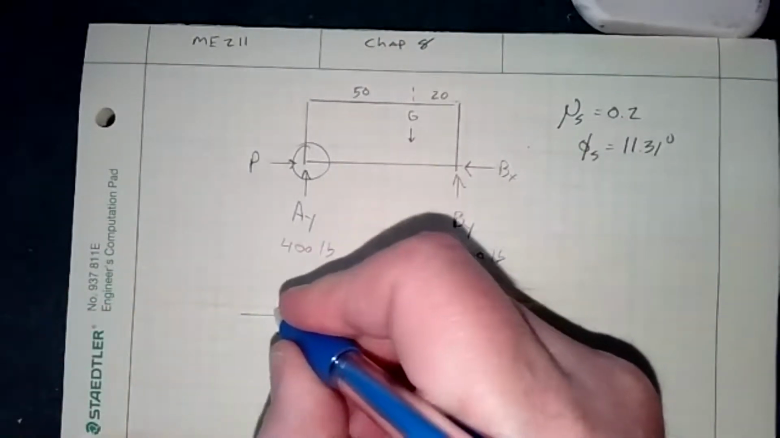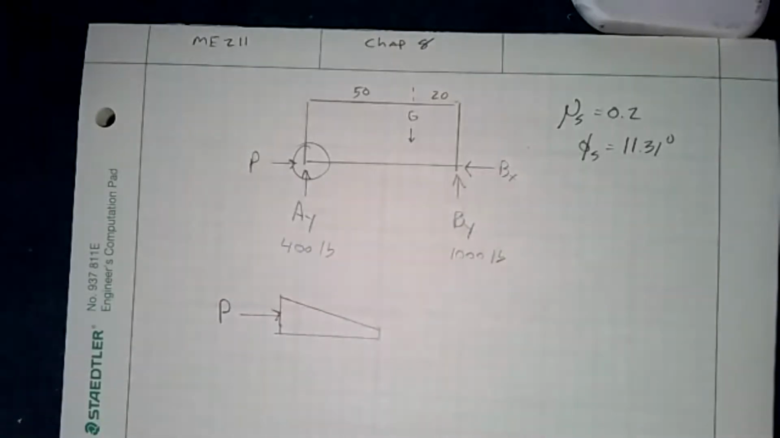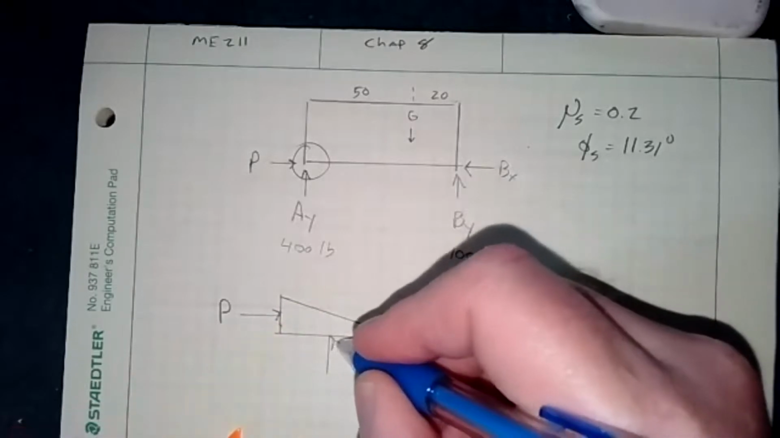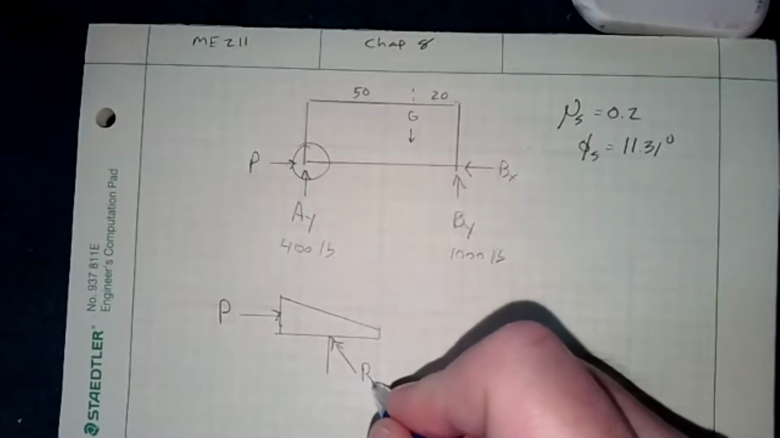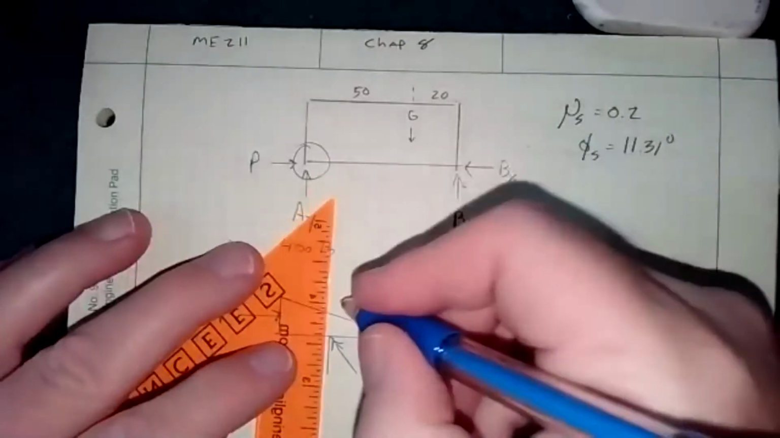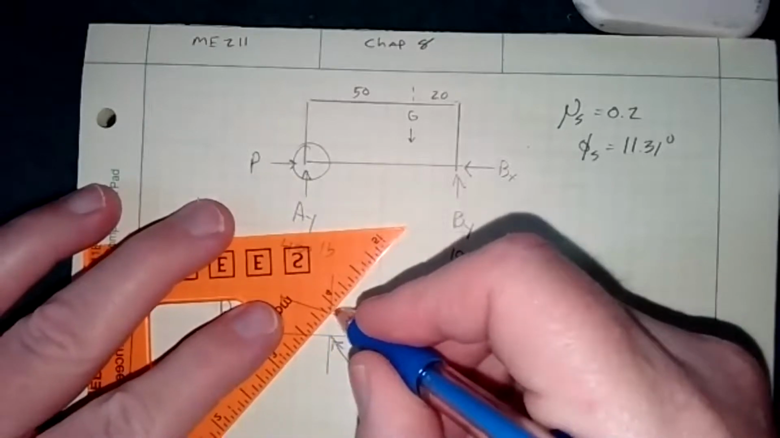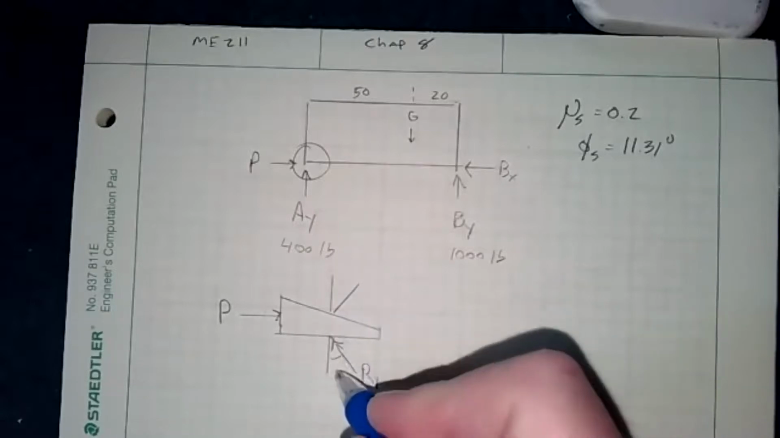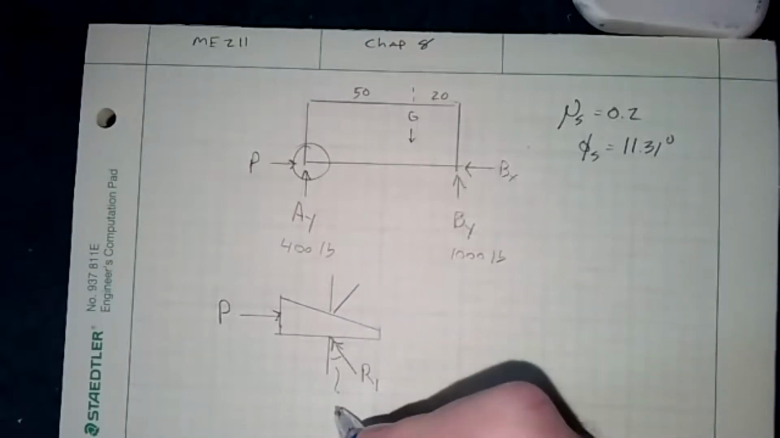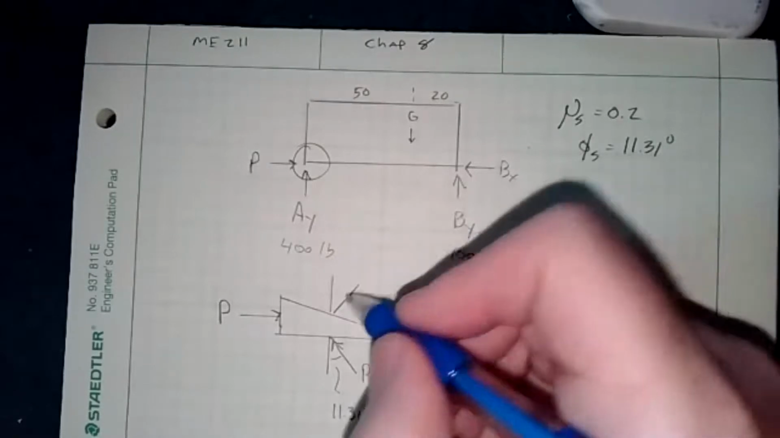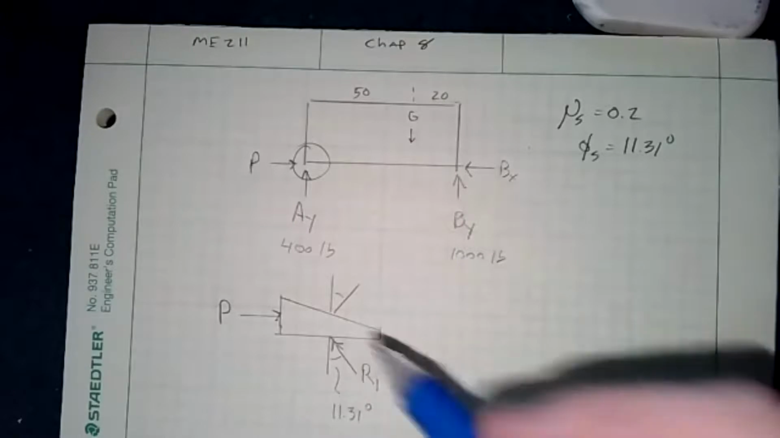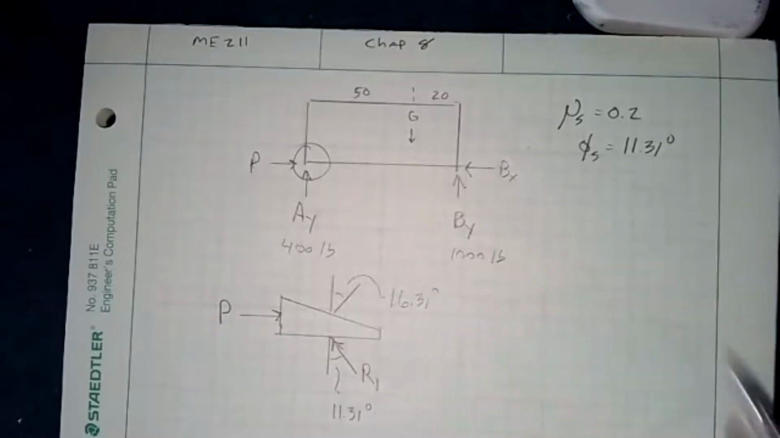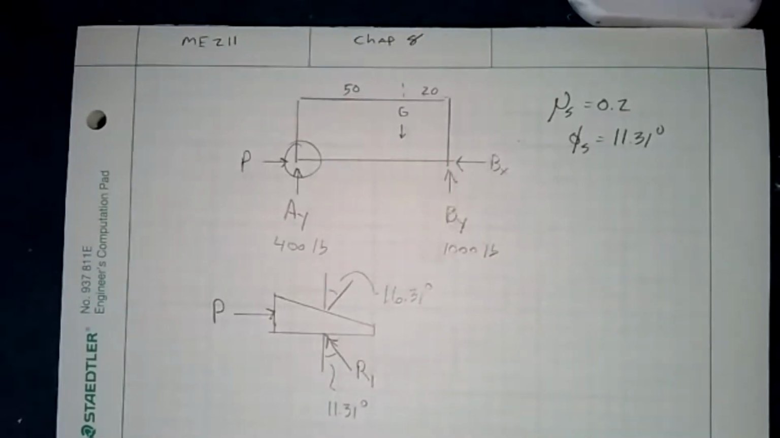I have P going that way. And as usual, we have my reaction here. Let's just call that R1. And we know that we have one that is up here. Now, remember that this is just going to be the angle of friction, just like before, 11.31 degrees. This here is going to be the wedge angle plus the angle of friction, so we get 16.31 degrees. All right. So we can call that R2.